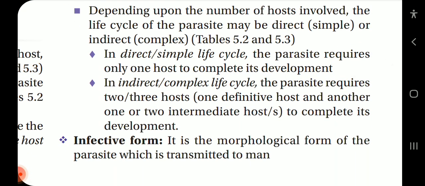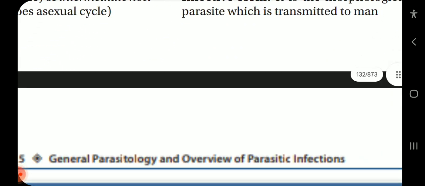Now, depending upon the number of hosts involved, the life cycle of a parasite may be direct, simple, or indirect, complex. In the direct or simple cycle, the parasite requires only one host to complete its development. In the indirect or complex life cycle, the parasite requires two or three hosts, one definitive and another intermediate host, to complete the development. The infective form is the morphological form of the parasite which is transmitted to man.